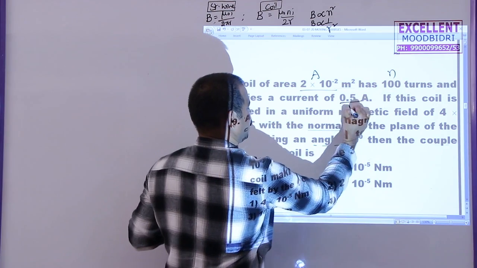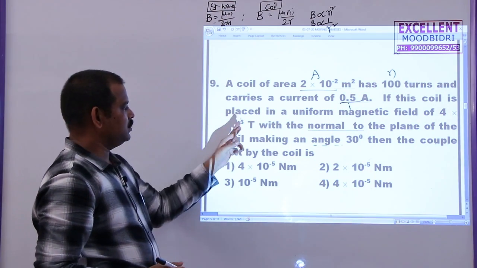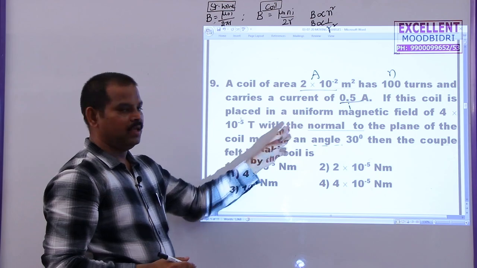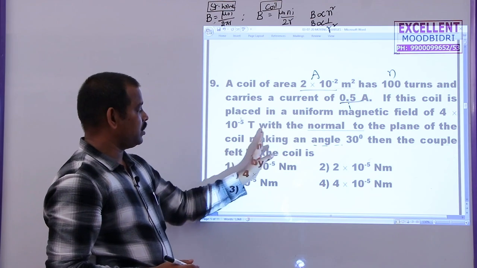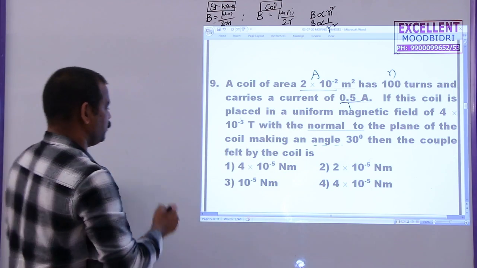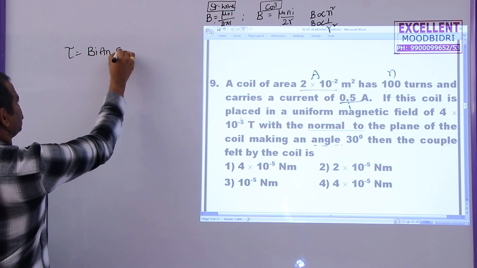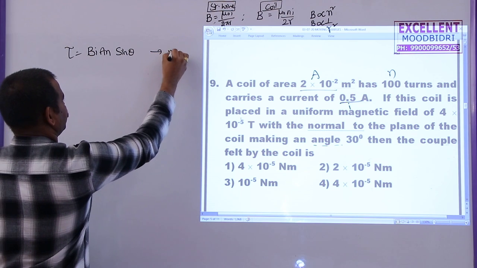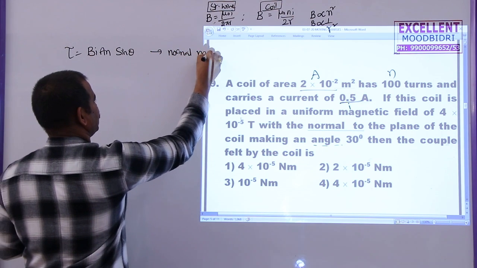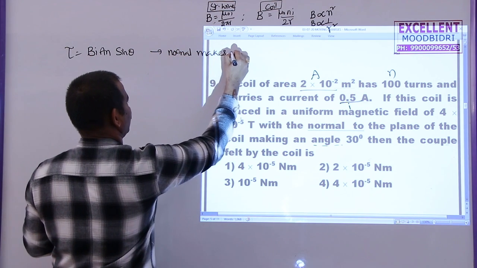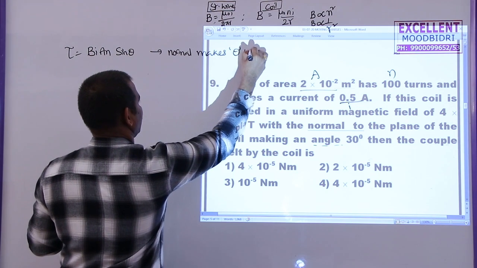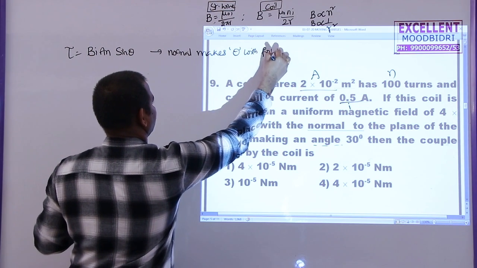A coil of area A with number of turns n carries a current I. If the coil is placed in a field of 4 into 10 power minus 5 Tesla with the normal to the plane of the coil making an angle 30, then what is the couple felt by this coil? Couple or torque is given by BIAN sin theta if the normal makes an angle theta with the field.